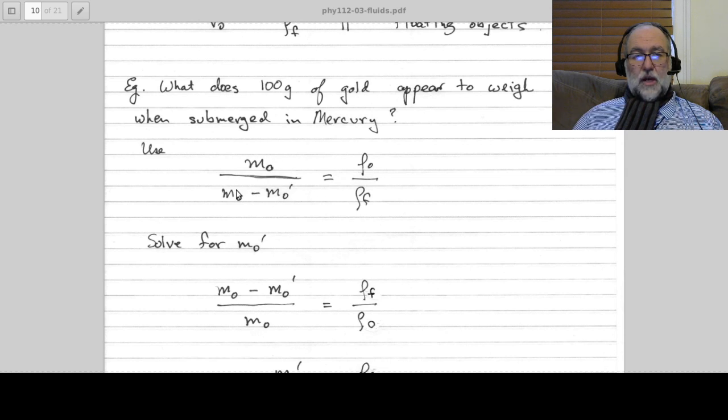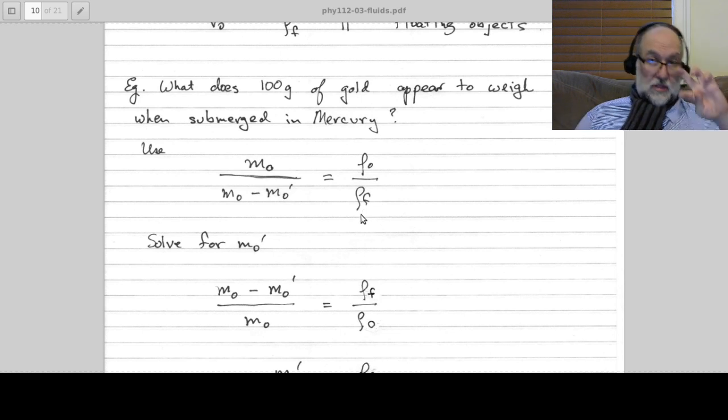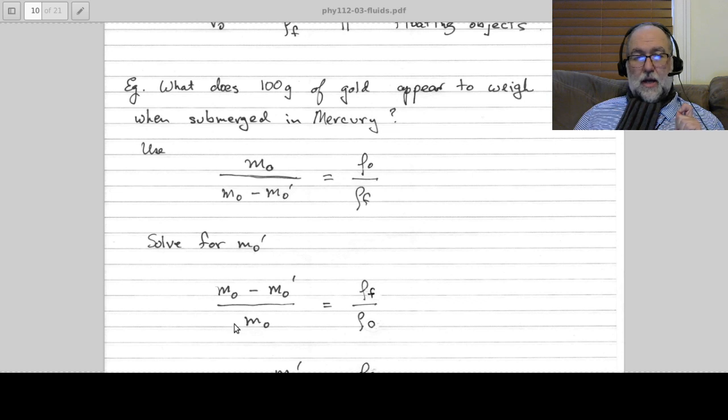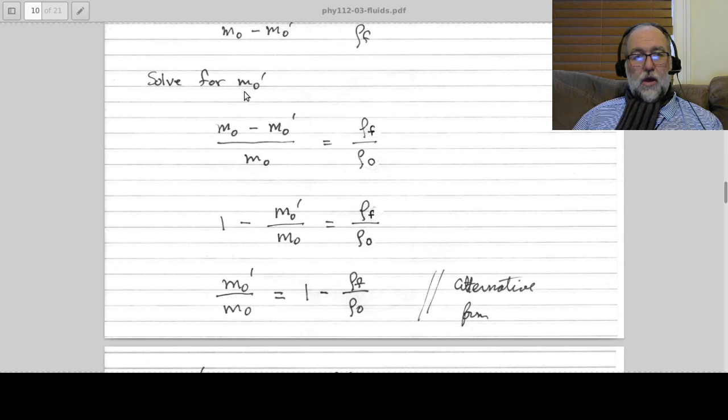So you have this equation here, and I wrote it this way because I wanted rho over rho f, but probably the better way to use this is to flip it. So you can see here that I just took the reciprocal. So m naught is now in the denominator, and m naught minus m naught primed is now in the numerator, and so I flipped the other side too. You can do that as long as you do the same thing to both sides. And we're solving for m naught primed, and so let's isolate that. So what I did here is I have m naught minus m naught primed divided by m naught. So m naught divided by m naught, that's 1, and m naught primed divided by m naught, like that, okay? And the other side is the same, all right?